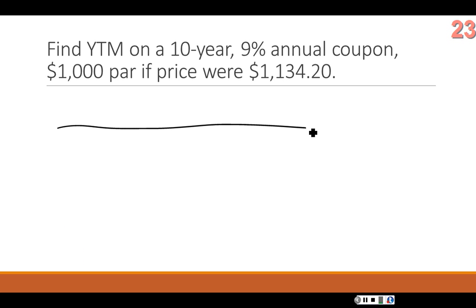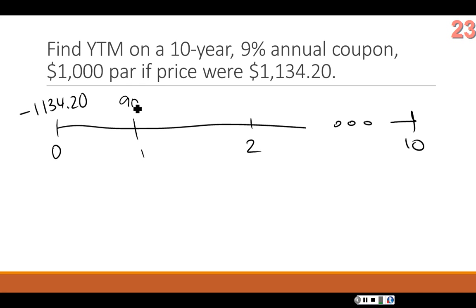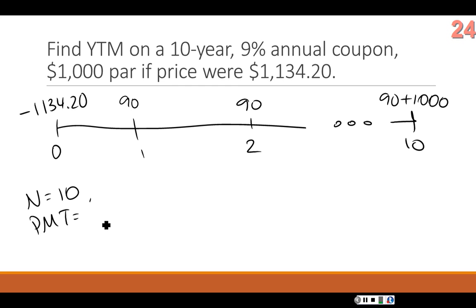So here, at time period 0, we pay $1,134.20. We have a 9% annual coupon bond with a $1,000 par, so we're going to receive $90 every period, plus $1,000 upon maturity. So N is equal to 10. We don't know the required return, which is the yield to maturity. The payment is equal to the coupon rate times the face value divided by the number of periods per year, so 90.